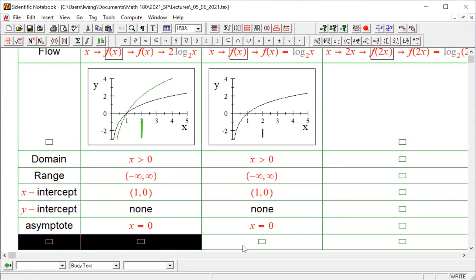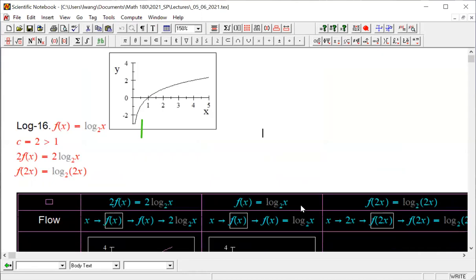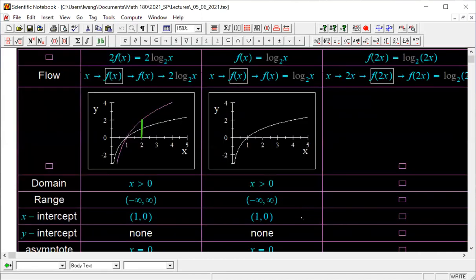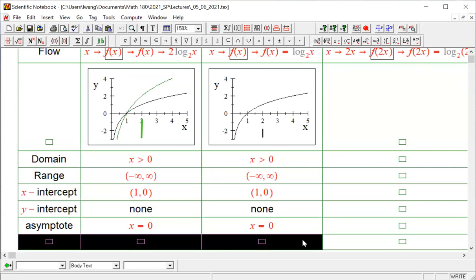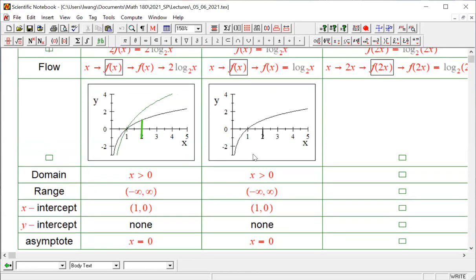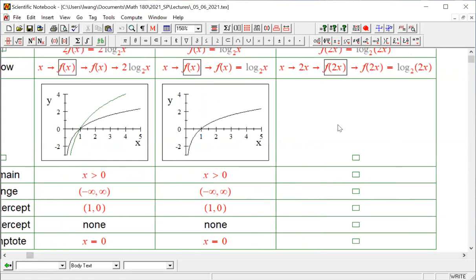All right, so let's look at the next function. Oops, sorry. What am I doing here? There. Okay, so let me remove those lines. Now, let's look at the last one. The doubling is on the input. This doubling was on the output, and this doubling was on the input. So let's see what the consequence is, okay?